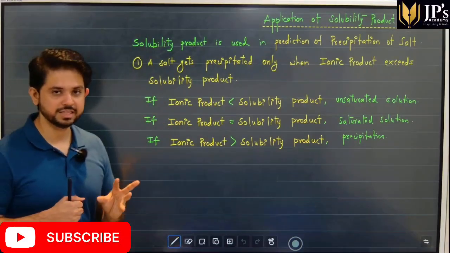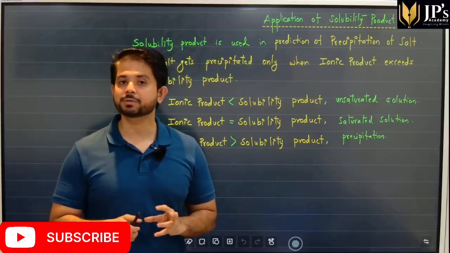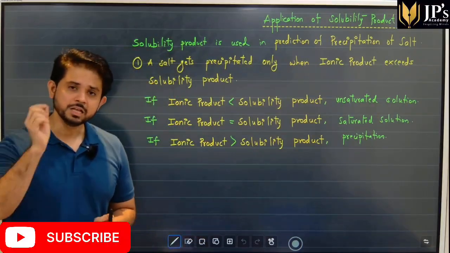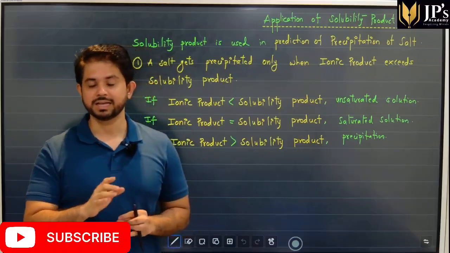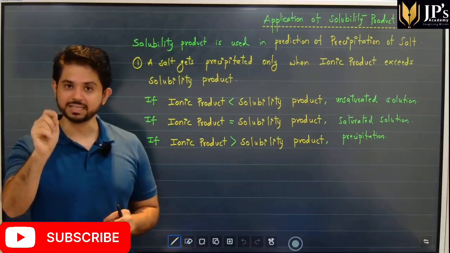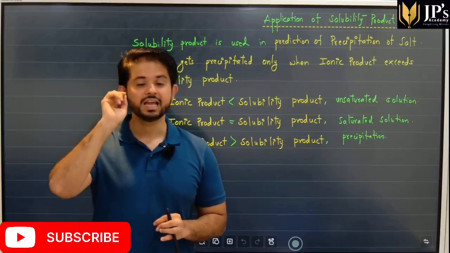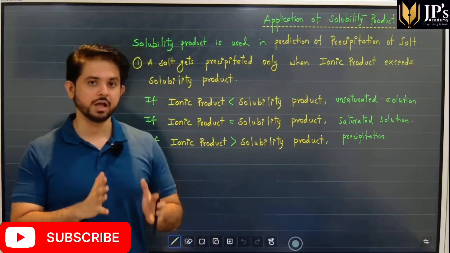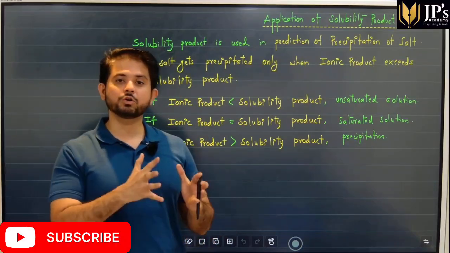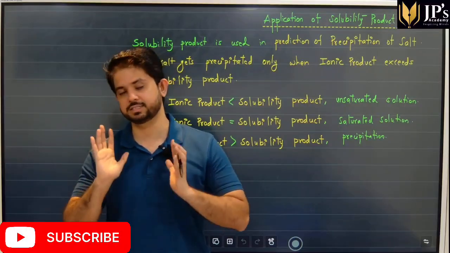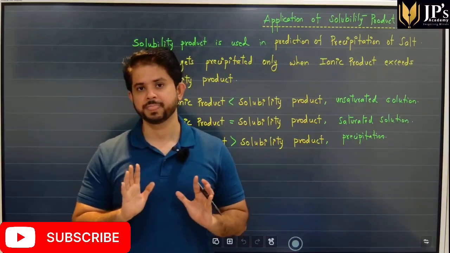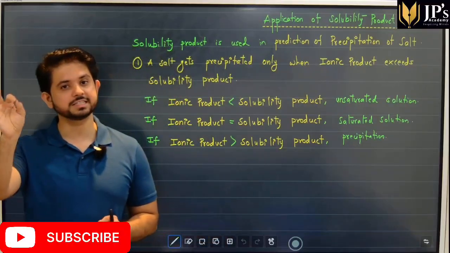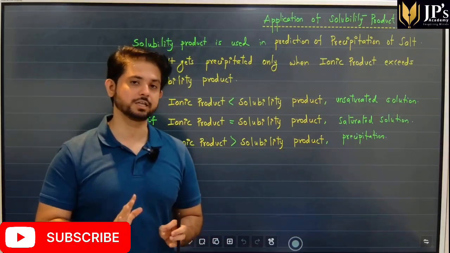Ionic product is the product of the ions of the solution. Students, solubility product is the product of the concentration of ions in a saturated solution. I repeat, let's understand the difference. Ionic product is the product of concentration of ions in a solution, and solubility product is the product of concentration of ions in a saturated solution.